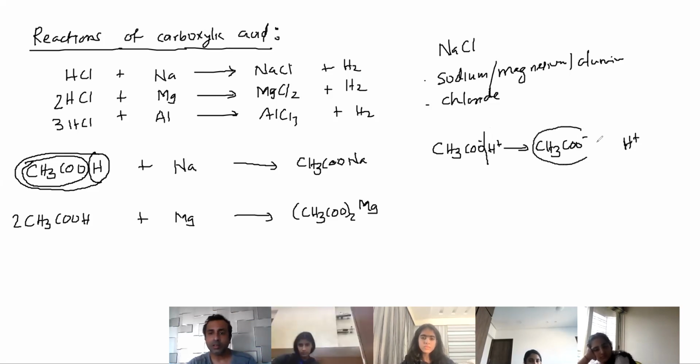Name of this ion: because it is coming from ethanoic acid, I will name this as ethanoate. I will name this as ethanoate ion.